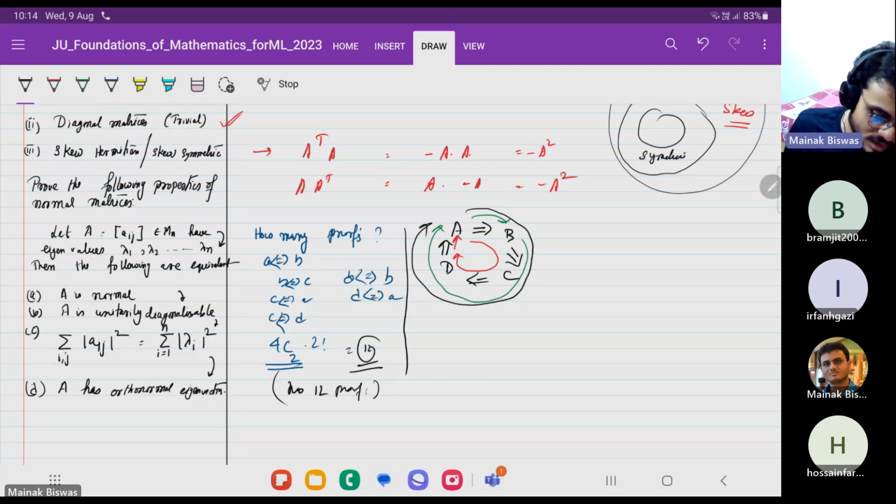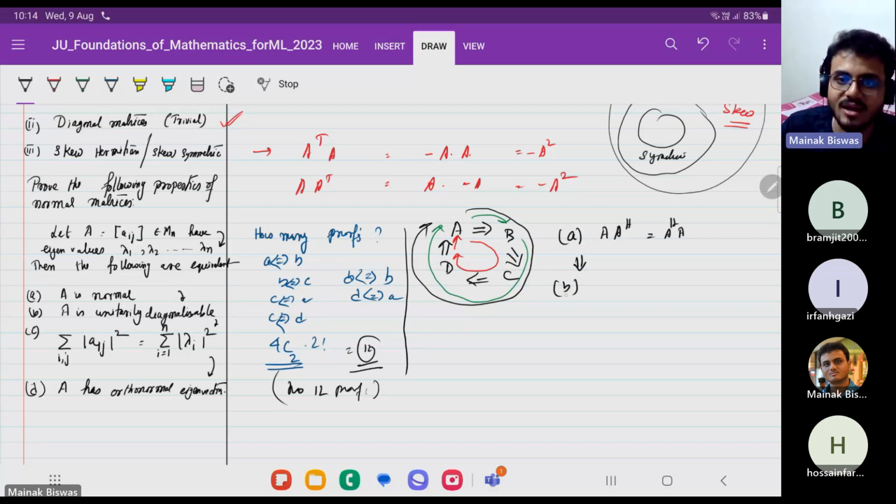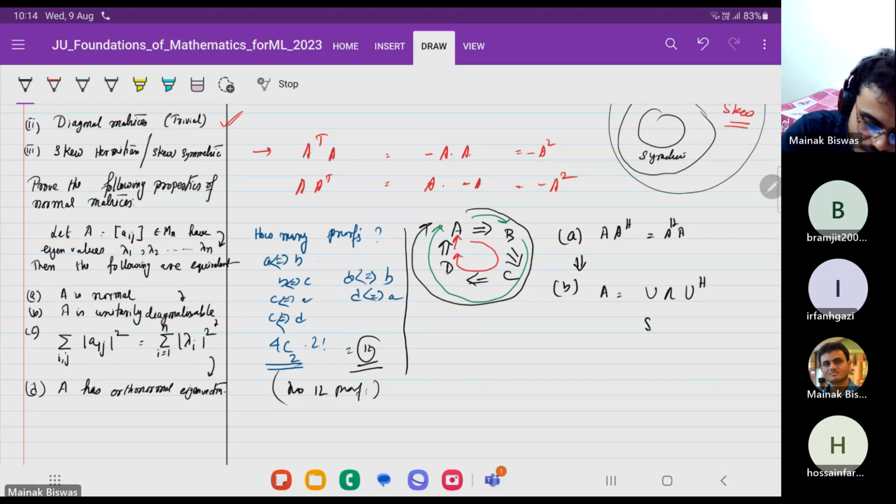So let's prove it. We'll start by stating that A is normal. So we start off with A A Hermitian equals A Hermitian A. I'll be using this to prove B. So what is B? B is unitarily diagonalizable. So what will I do to prove that? Unitarily diagonalizable is similar to what we just did: unitarily similar to a diagonal matrix, which means I want to prove that A is U sigma U Hermitian. Yes or no? We have already done this diagonalization once.